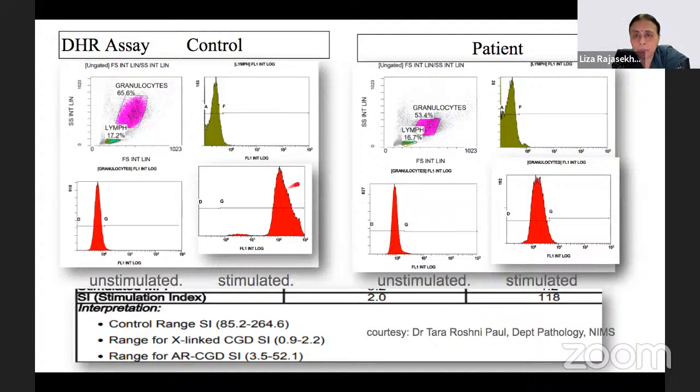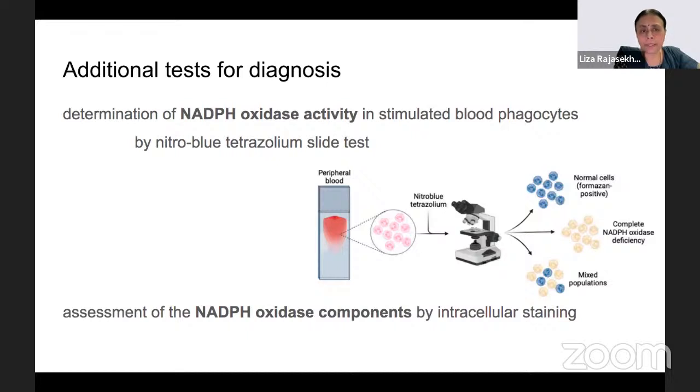If you look at the panel on the right, which shows a patient, then you see that the shift in the red peak is very little. And if you look at the report, the patient's stimulation index, which is just a ratio of the stimulated by the unstimulated mean fluorescence index, is 2, while the control's is 118. And if you look at the control ranges mentioned, then this is highly pathological. That means the patient is unable to really generate oxidation of the dye, and hence is deficient in the NADPH oxidase enzyme. Next, please.